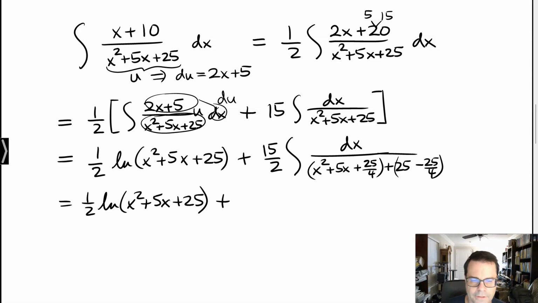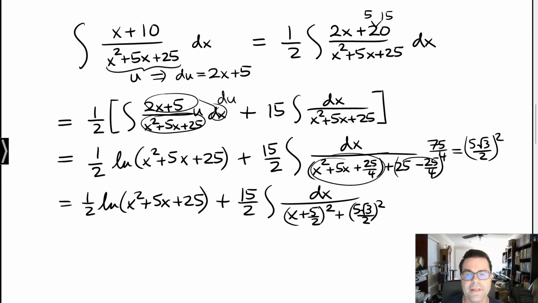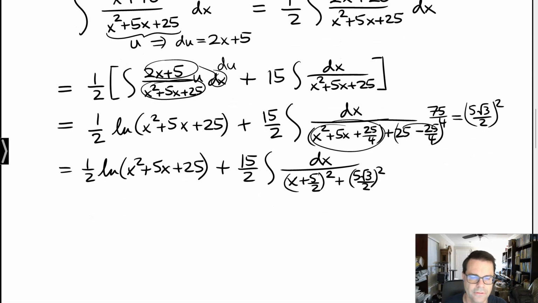Okay. So this is a perfect square trinomial. And we'll write it as x plus 5 halves all squared. And again, this now is going to be 75/4. But I want to think of the square root of this. So the square root of this, since 75 is 25 times 3, that's going to be 5√3 over 2. So it's the square of 5√3 over 2. Okay, now we're set up to do this inverse tangent.